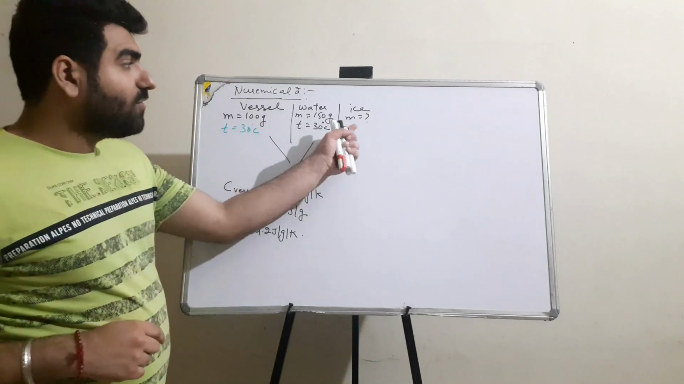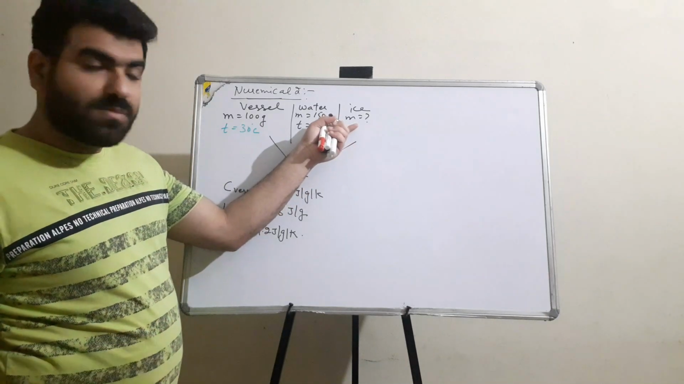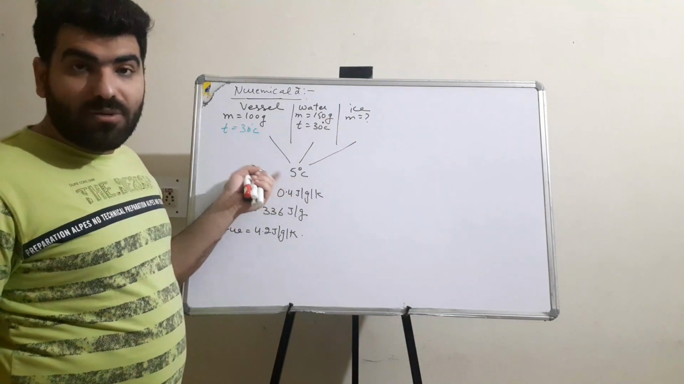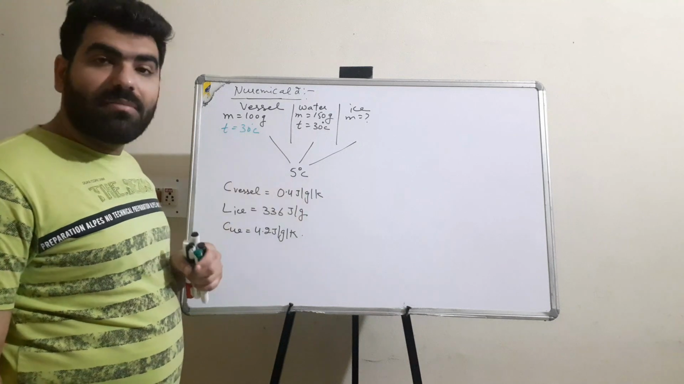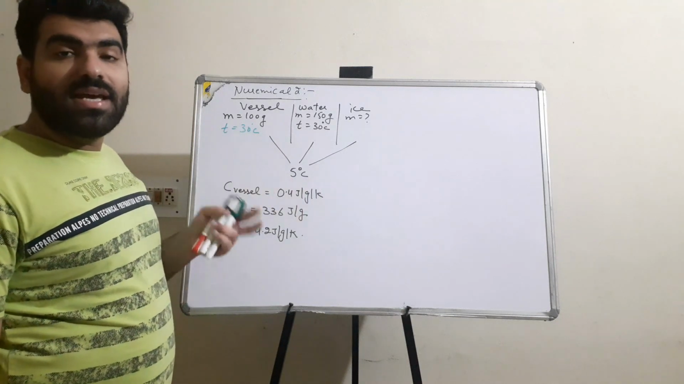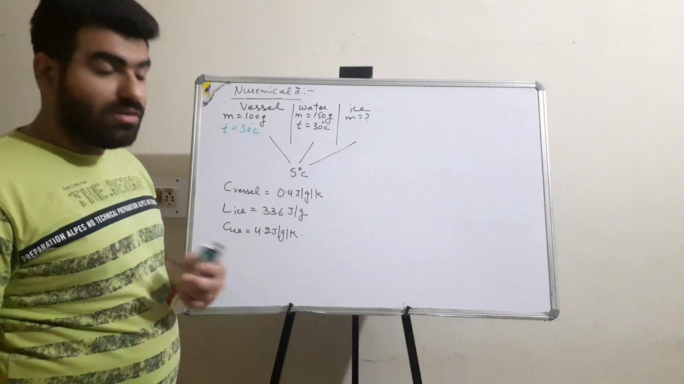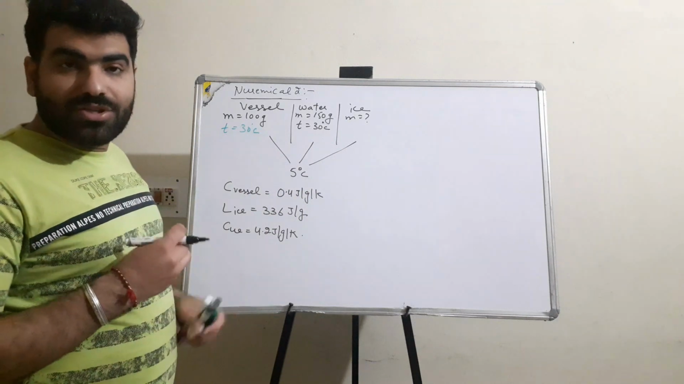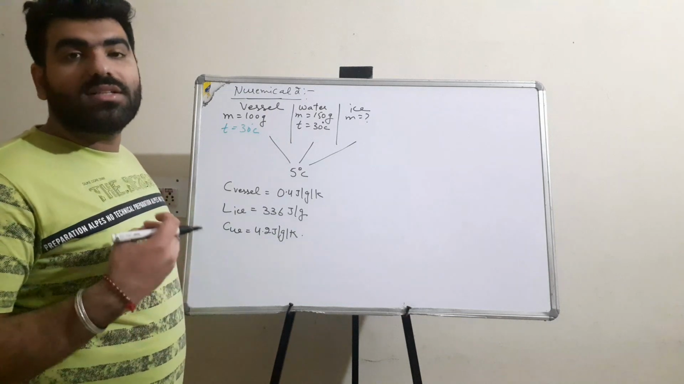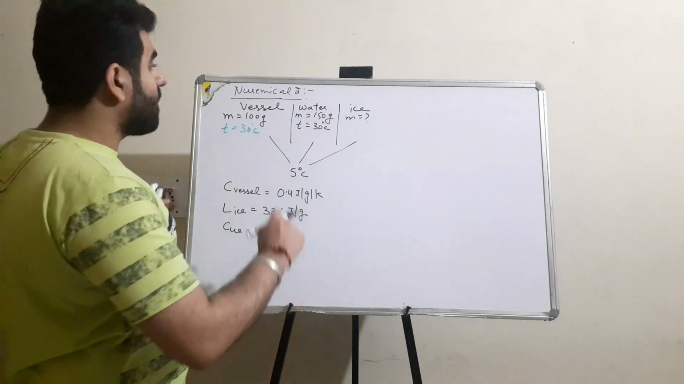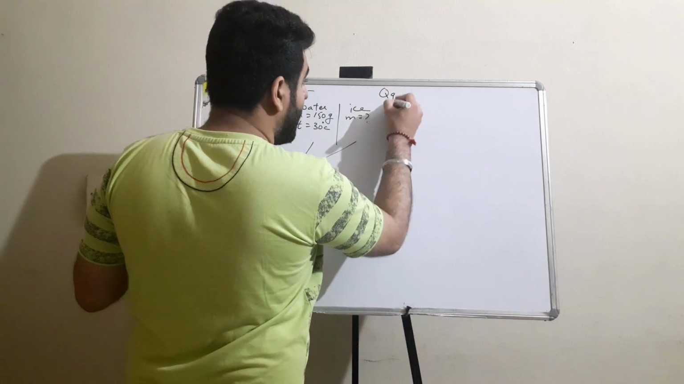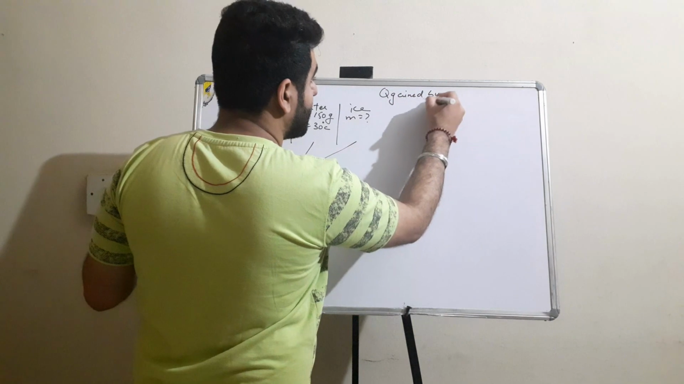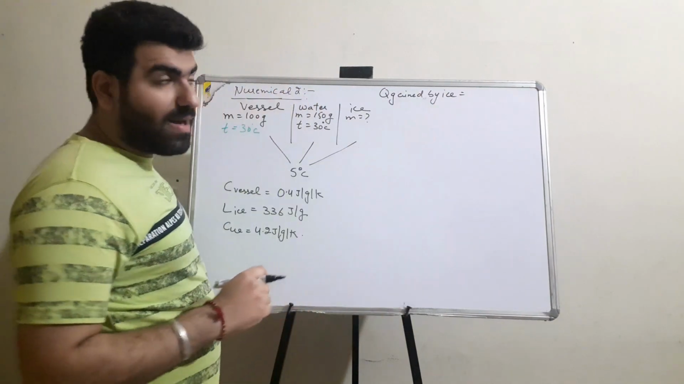Alright. So we have to find out what mass of ice must be added in order to make the equilibrium temperature 5 degrees Celsius. Again the equilibrium temperature is here. So it means heat gained will be equal to the heat lost. Now the thing is, what are the things which are going to gain the heat and what are the things which are going to lose the heat? So heat will be gained by ice.